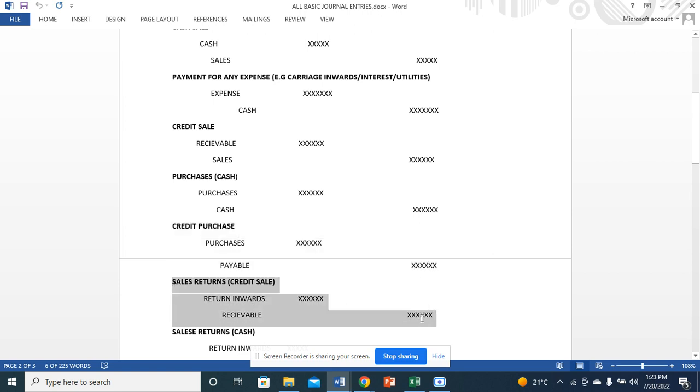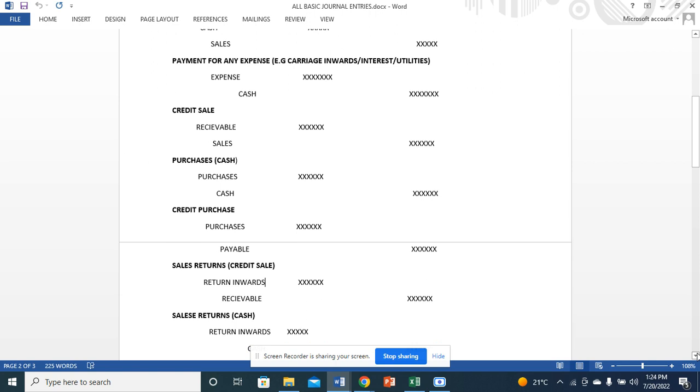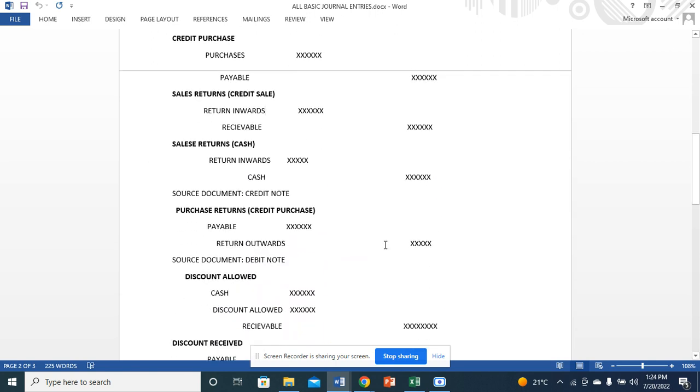All right. Then also sales returns. When a receivable brings back goods to you, you have to debit return inwards. This is a contra revenue account, and you have to credit receivable because this is a decrease in the receivable, all right? And also purchase returns. If you return goods to people who you are owing, you have to be familiar with these journal entries.